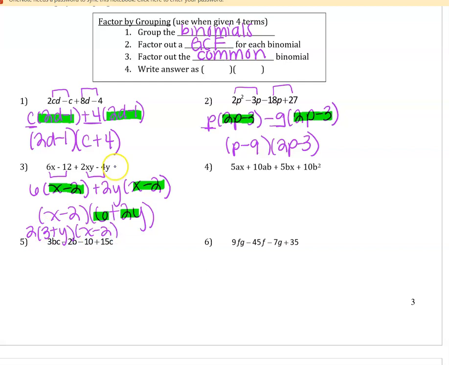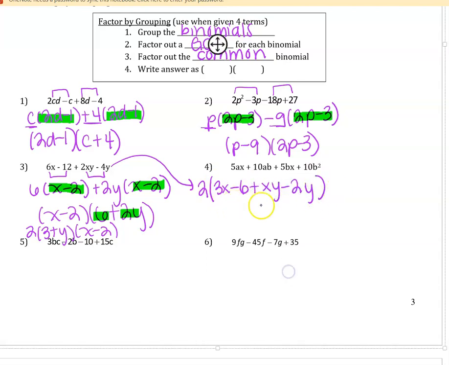Okay, so again, really what I should have done was taken my own advice that I said before and factor out a GCF from all of them if I can first, which, again, all of those could factor out a 2. And that would leave me with 3x minus 6 plus xy minus 2y. And then I could have factored and grouped from there.